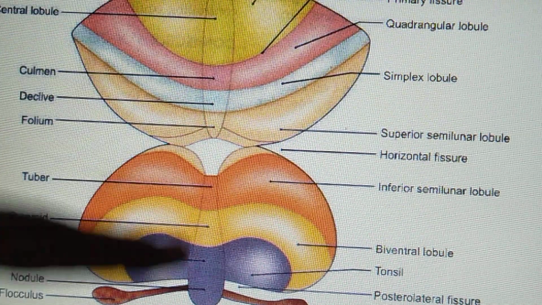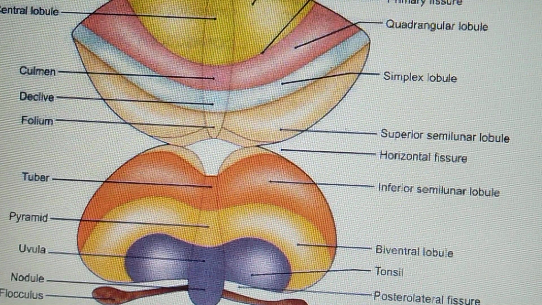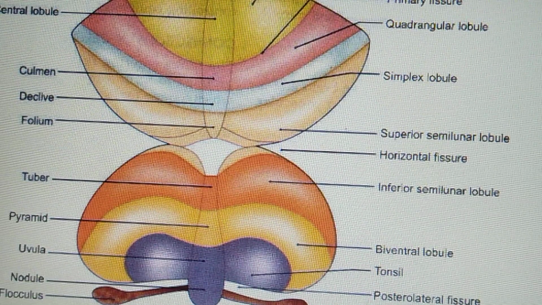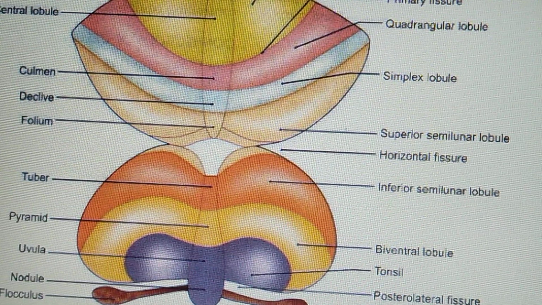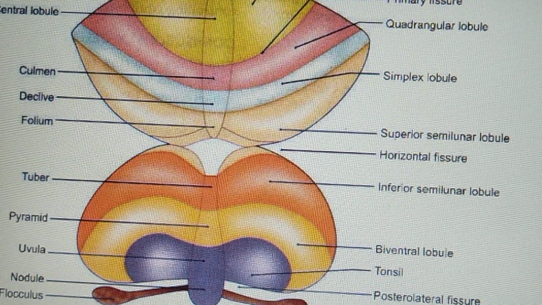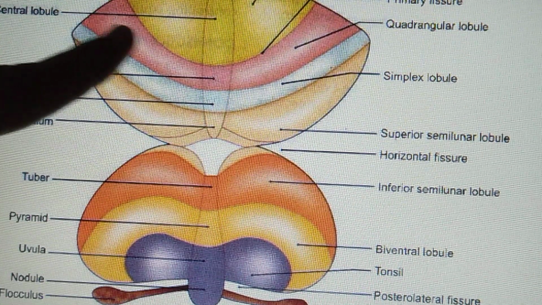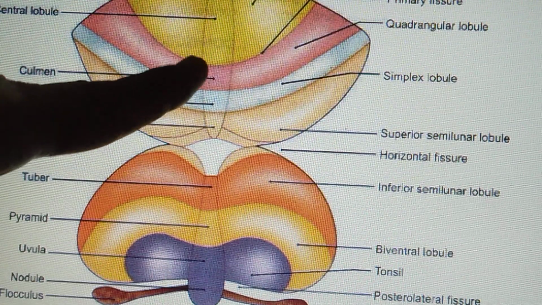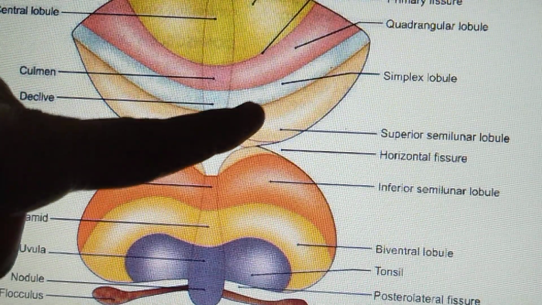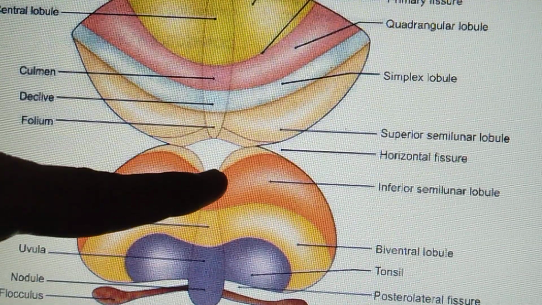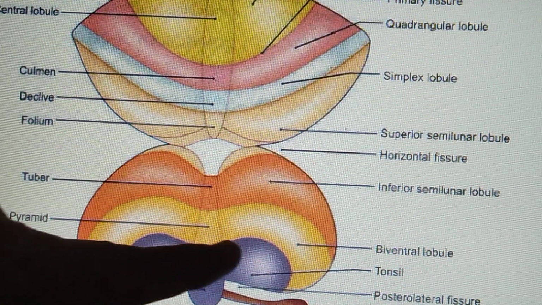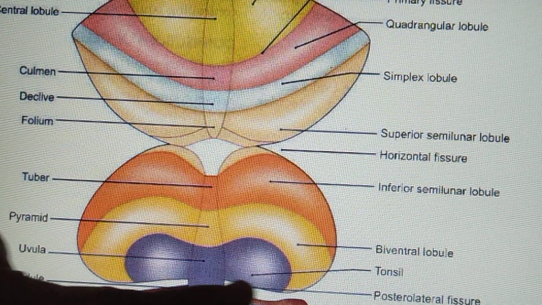All these parts of the vermis have lateral extensions on the cerebellar hemispheres, except for the lingula. Lingula does not have any lateral extension, but the remaining parts do. For the central lobule you have ala, for culmen it is quadrangular lobule, for declive it is simplex lobule, for folium, superior semilunar lobule, for tuber, inferior semilunar lobule, for pyramid, biventral lobule, for uvula, it is tonsil, and for the nodule, it is flocculus.